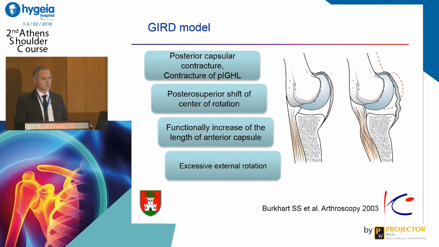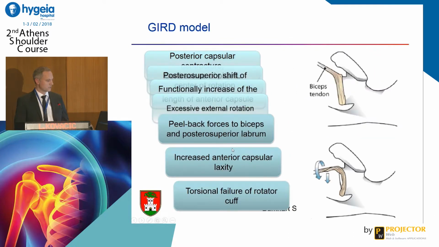Maybe we have some different ideas, or maybe this is not very consistent, but today we think that there is a lot of truth in this model. So everything starts with contracture on the posterior side, on the posterior capsule, and this leads to a posterior superior shift of the center of rotation, and there is a functional increase of the length of the anterior capsule, and the patient gains excessive external rotation.